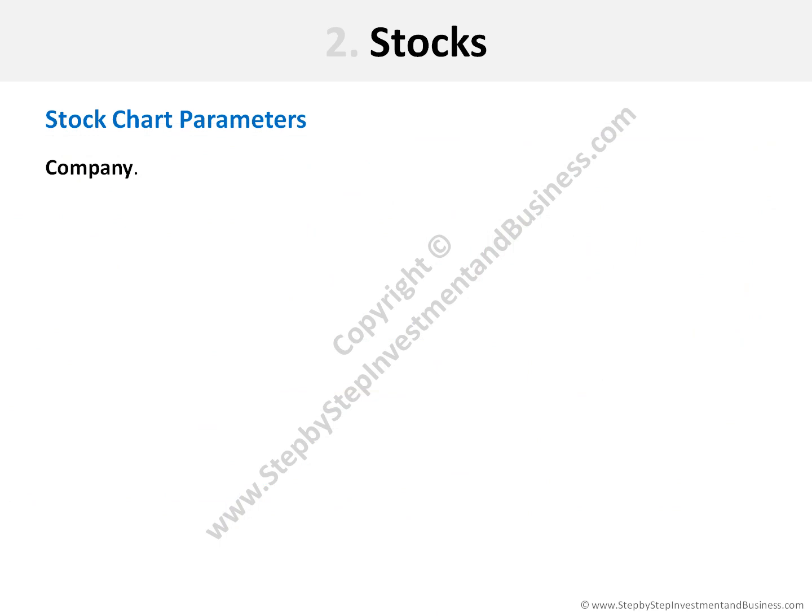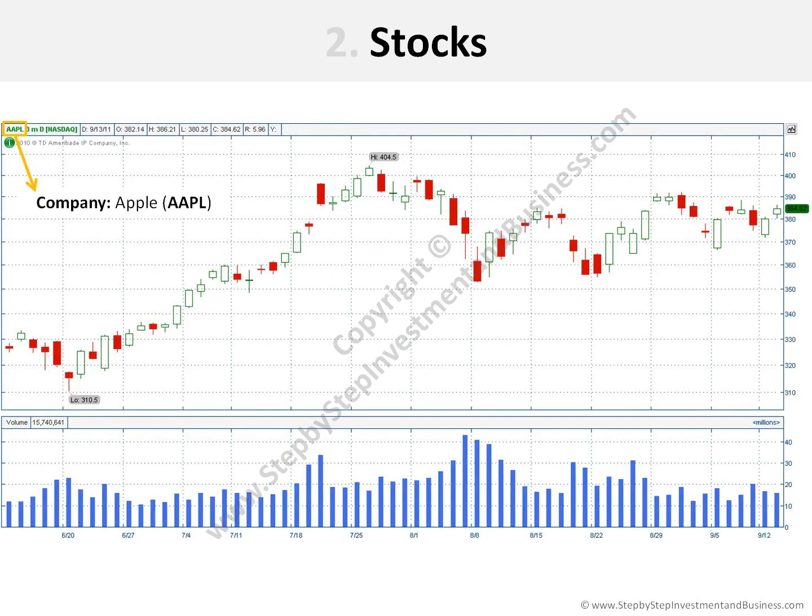Now, let's see what parameters define a stock chart. Of course, the first one is the company we are analyzing. For example, in this case, we can see that the symbol indicated on the graph is AAPL, which corresponds to the Apple Company. That means that the stock prices we are looking at this time corresponds to the Apple Company.